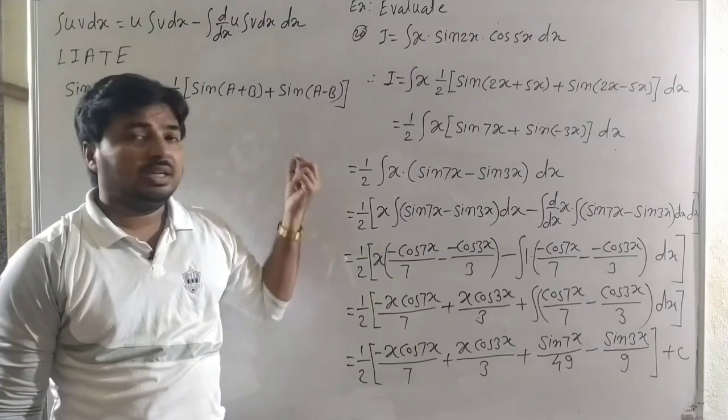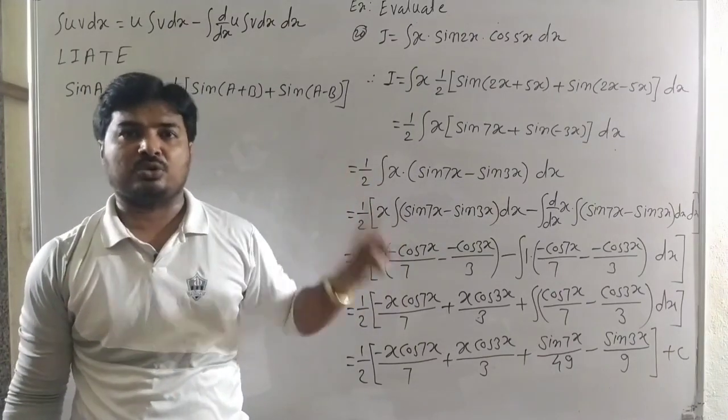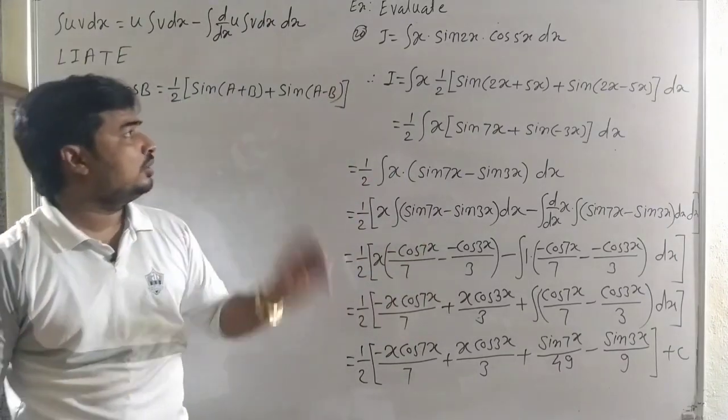Okay, to find the integral of sin square x and cos cube x, we use the formula of the sin square and cos cube x. Okay, see carefully all the examples.